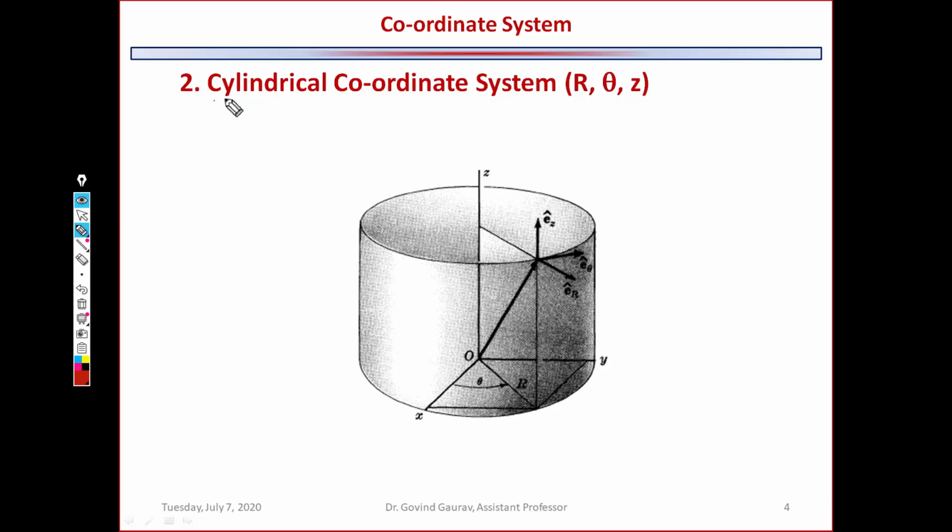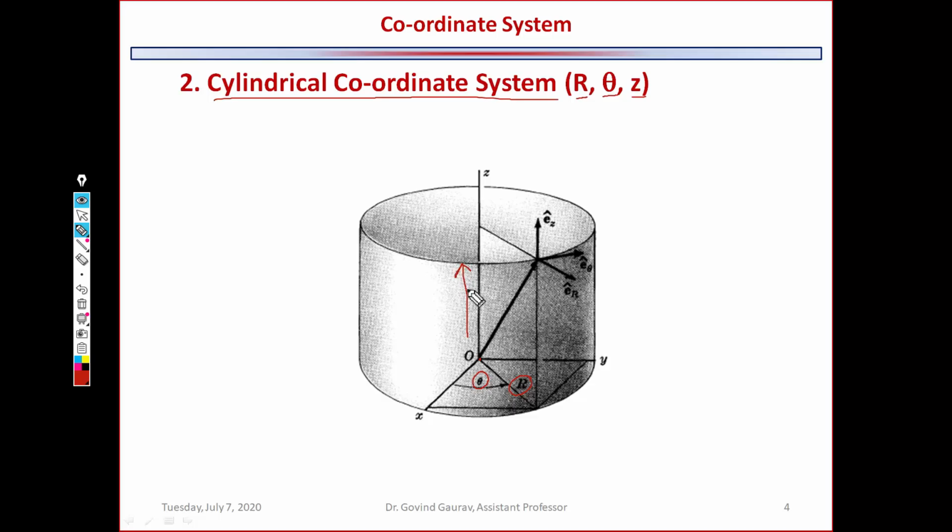The second coordinate system is the cylindrical coordinate system, which is in the form of r, theta and z. R is the vector pointing away from the origin. Theta is an angle with respect to the x-axis and z is the distance measured along the z direction.